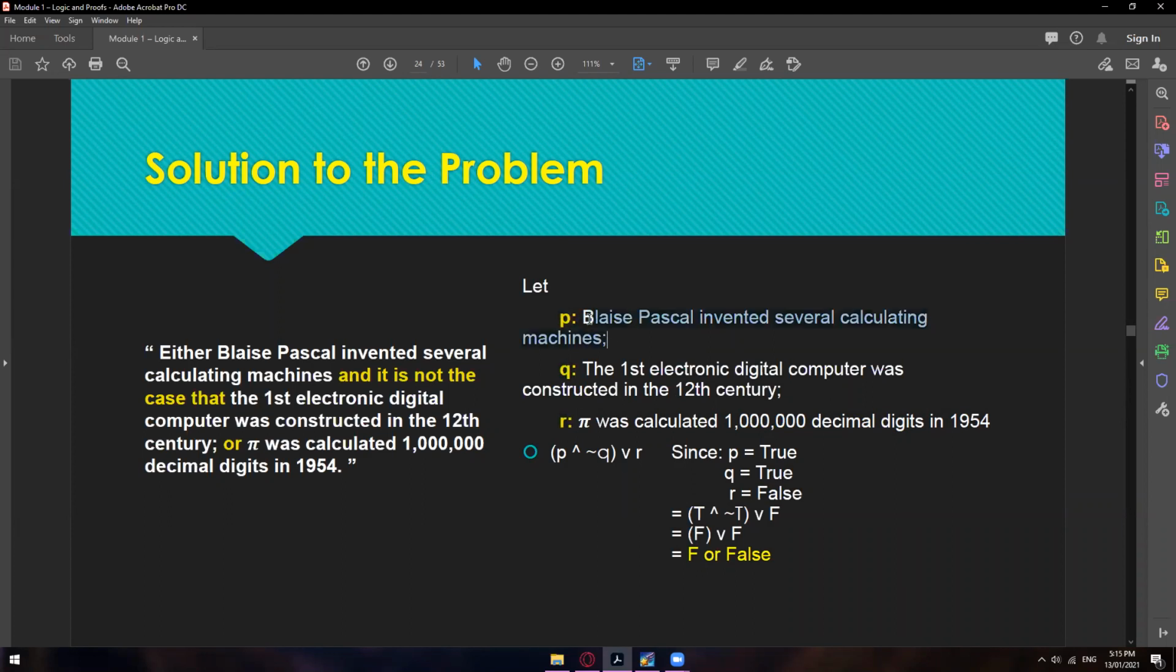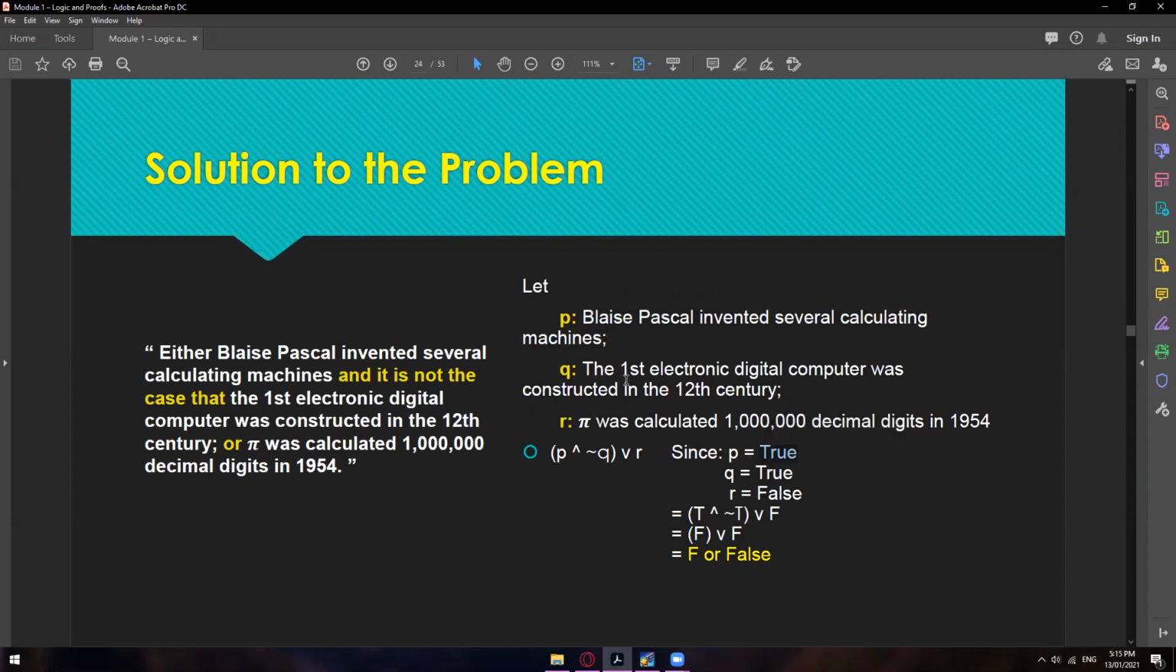So, if you don't know him very well and you don't know his inventions, you can't answer whether it's true or false. So in this case, you have to search this one on the internet. And if you find the answer, okay, the answer is true. Okay? So, he has invented several calculating machines.